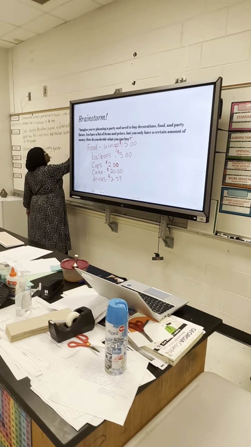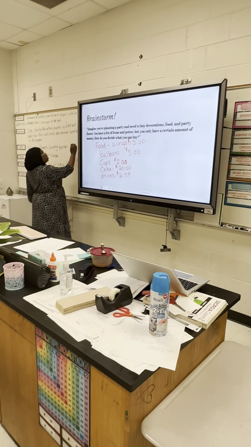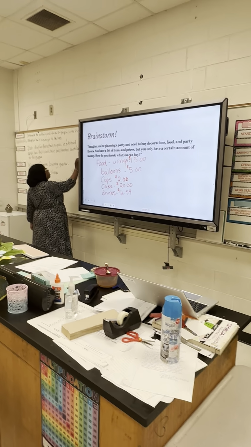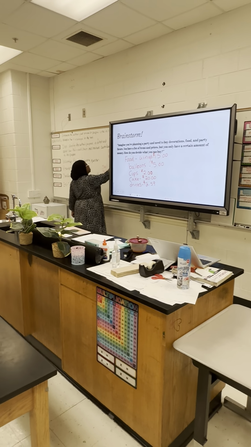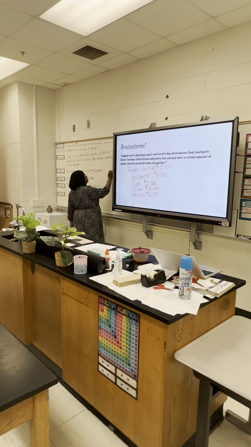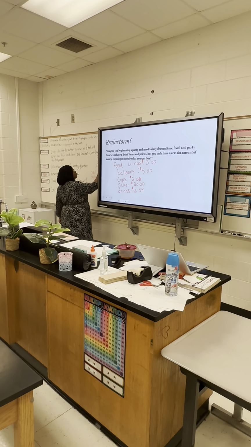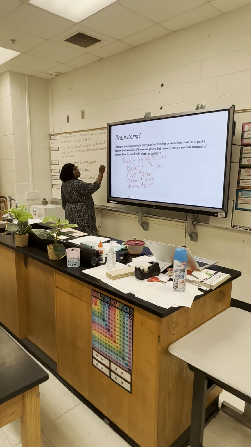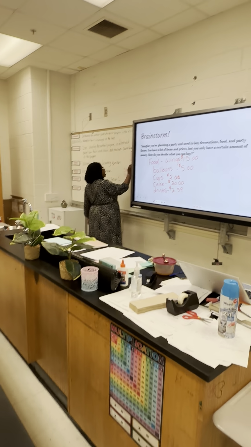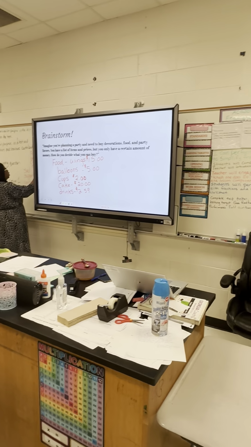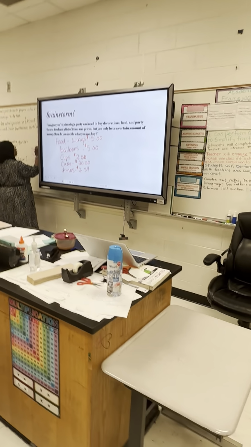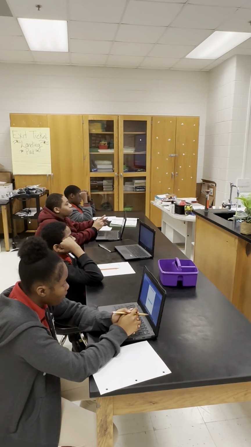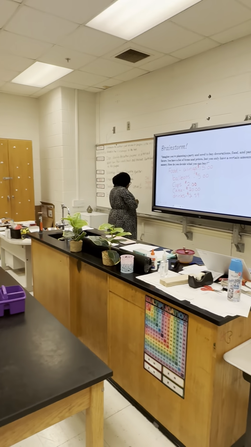$15 for food. Balloons are $5. Cups, how much? $2. The cake was how much? $20 for the cake. All right, we're gonna use this information a little farther into our lesson. And drinks. $2.59. All right, awesome. All right, just gonna keep that over there for just a second, right?